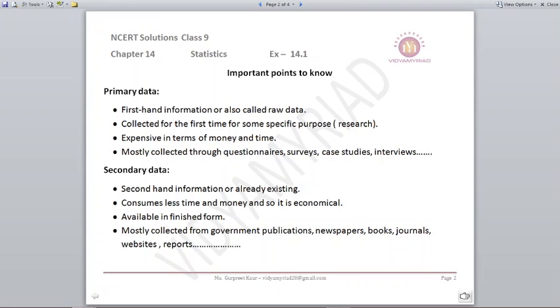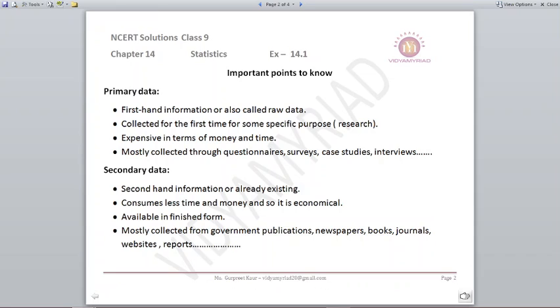Now if we want to ask what is secondary data, the opposite of primary data is secondary data. That means secondary data is your second hand information, which is already existing. You can see certain information in the newspapers, books, journals, websites, reports. You can collect that information there because it is already published, it is already there. So we can say that it is available in a finished form, and thus it consumes less time and money and is thus considered as economical.